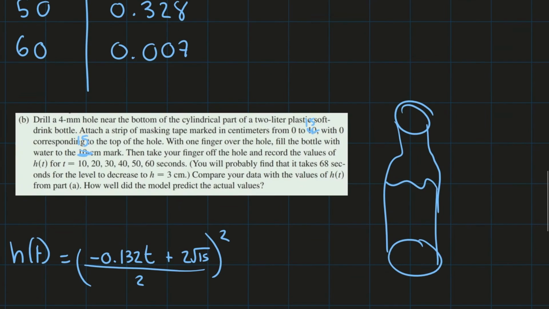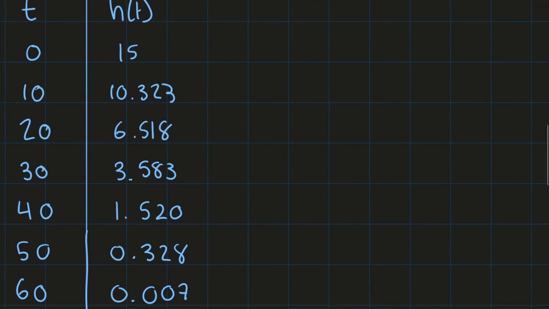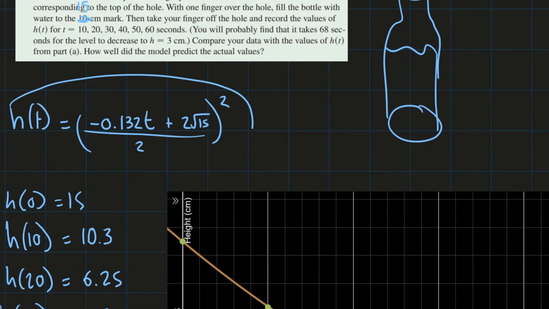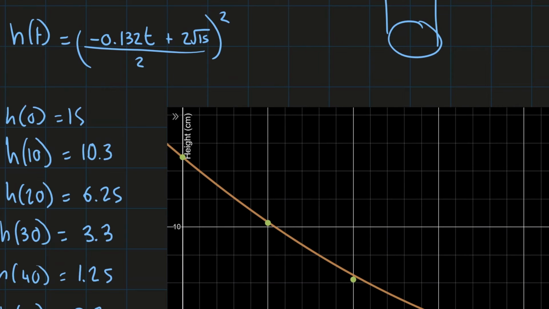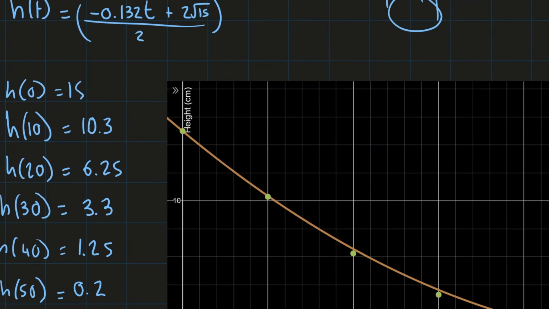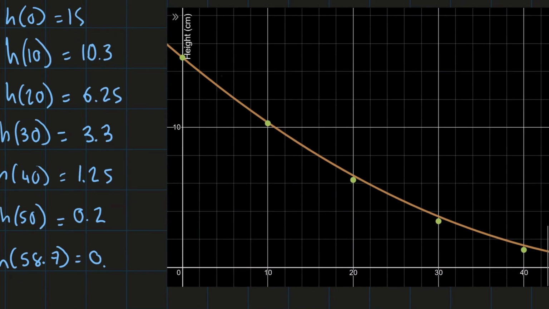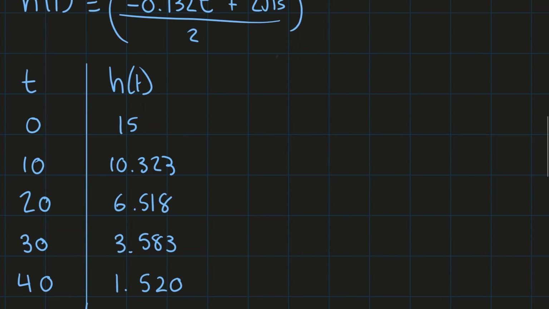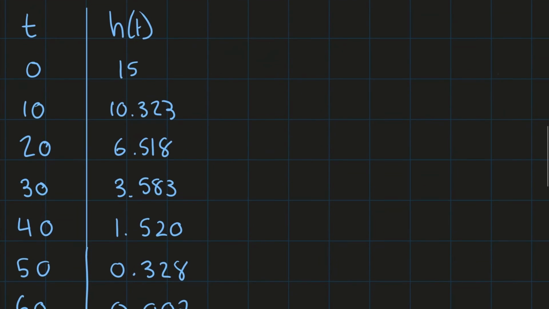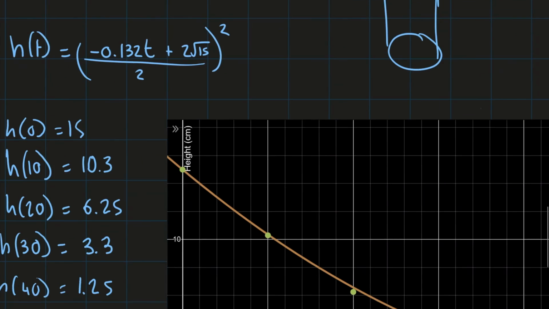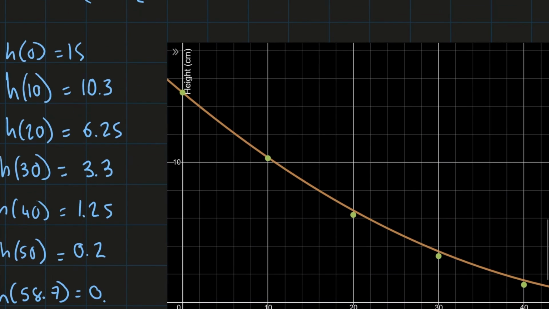As we solved in the previous question A, we got k and we got our c, meaning we now have this equation here which represents our simulation, essentially what our predicted values would be. So this is what it looks like, and then these are our experimental values. Here h of 0 is 15, h of 10 is 10.3, then 3.3, 1.25, 0.2, which are actually very similar to the values that we would expect here: 10.3, 6.5, 3.5, very, very close, but just not exact.